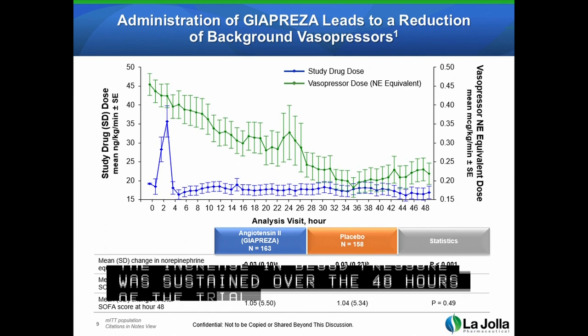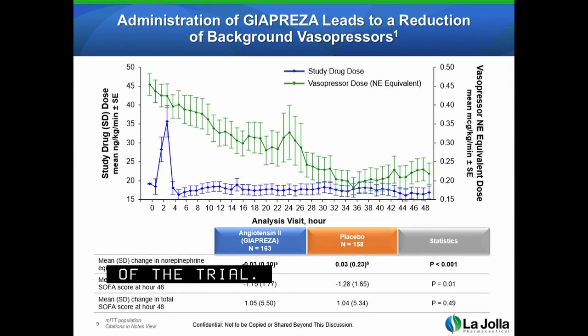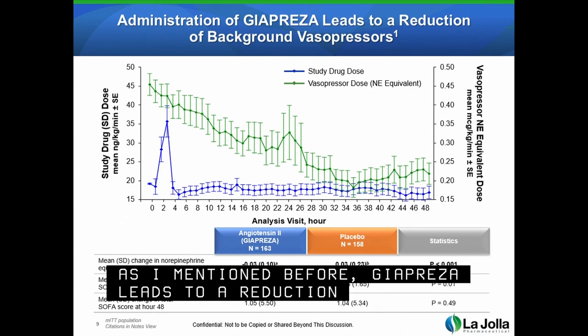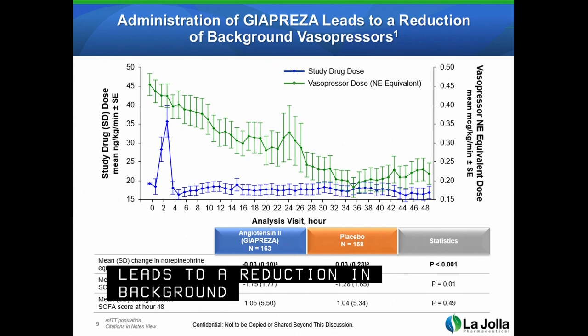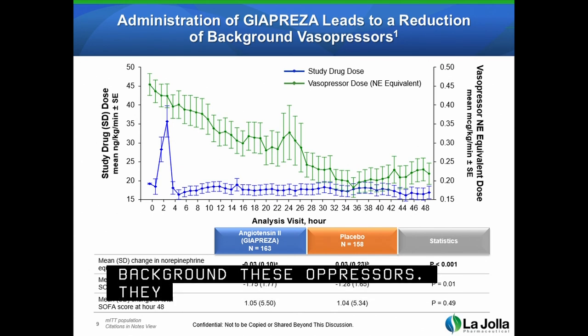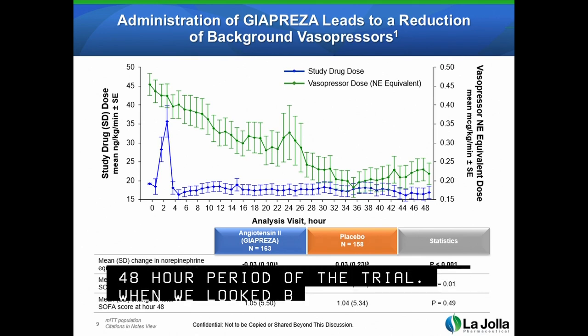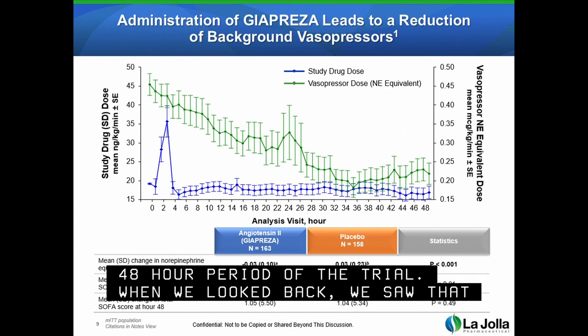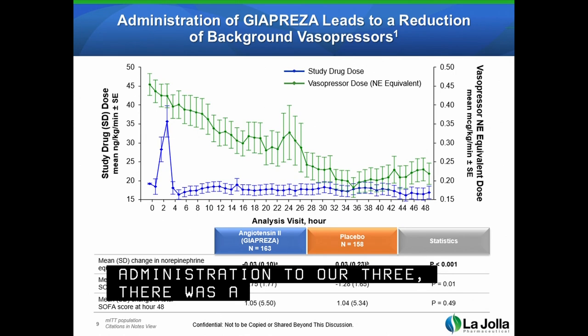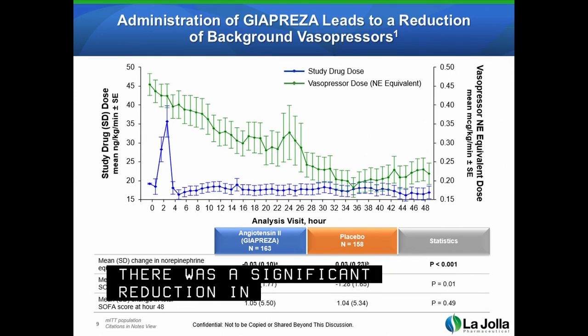As I mentioned before, Giapreza leads to a reduction in background vasopressors. So as you see, the green line represents the dose of background vasopressors, and they were titrated down during the entire 48-hour period of the trial. When we looked at the onset of administration to hour 3, there was a significant reduction in background vasopressor doses in those patients receiving Giapreza as compared to placebo.